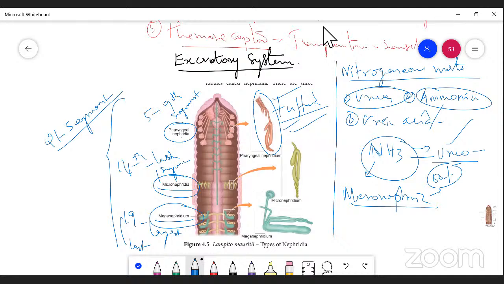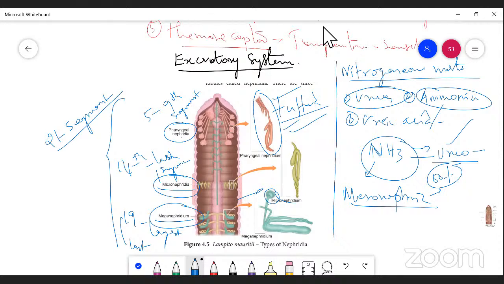So what is the major role of meganephridia? It has an internal funnel-like structure with openings, called the nephrostome. The nephrostome is a small opening. It connects the exterior with the animal body, and through this nephrostome they emit nitrogenous waste material. The nephrostome precedes the segments, and the rest of the tubule succeeds the segments.